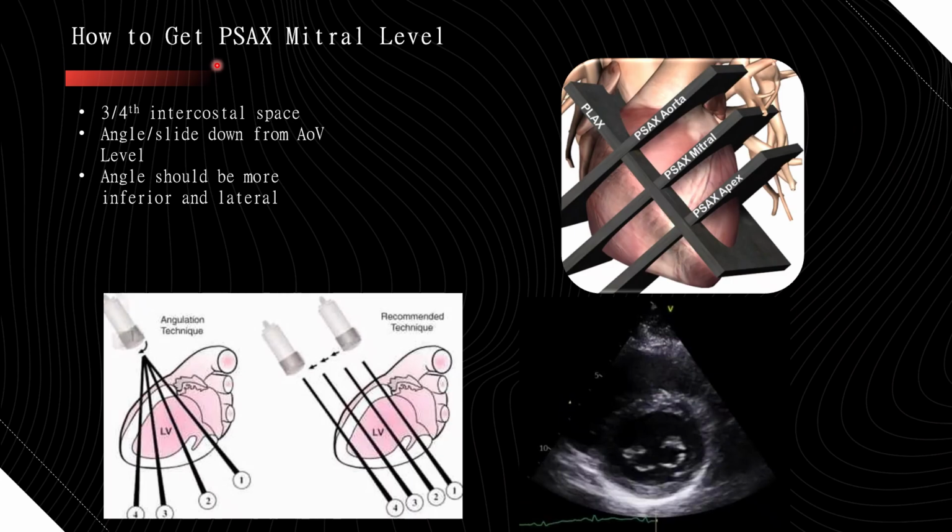To get parasternal short axis mitral level, we'll be in the third to fourth intercostal space again. We're going to angle or slide down from the aortic valve level. The angle should be more inferior, as we can see right here, the number 2 and number 2. We will also be in the mid-heart. We will know we're in the right position when we see the fish mouth right here.